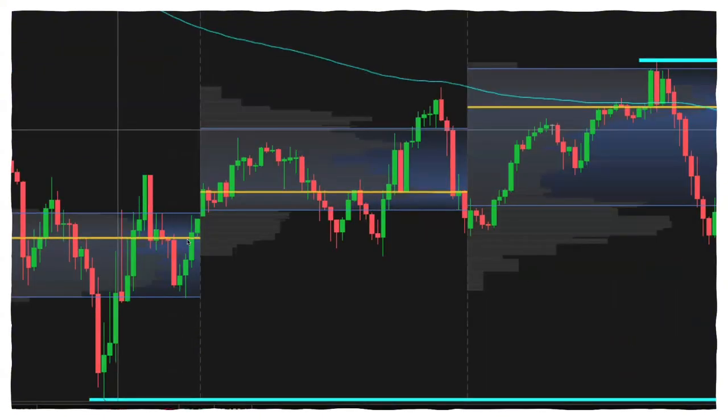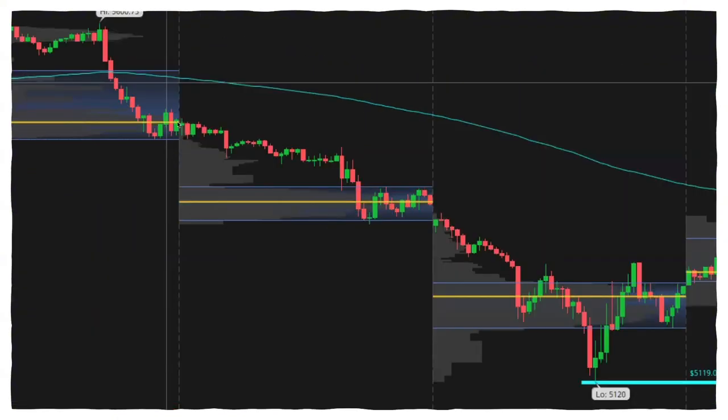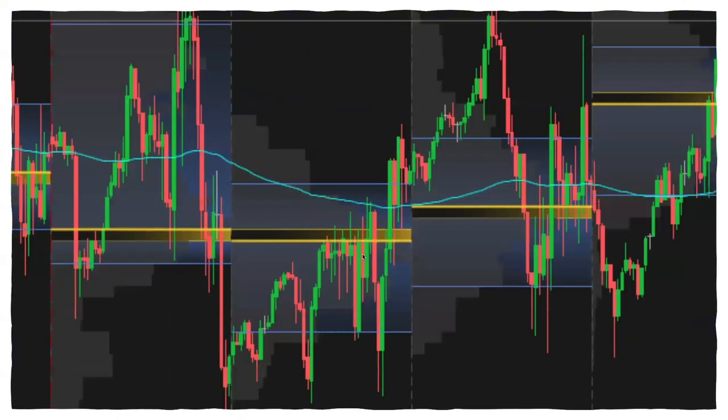And trend, sometimes you can remove the candles and look at the trend of the volume profile. See, every single day we have more and more volume to the upside. Every single day we have more and more volume to the downside. Just get your sentiment, get your bias, right?